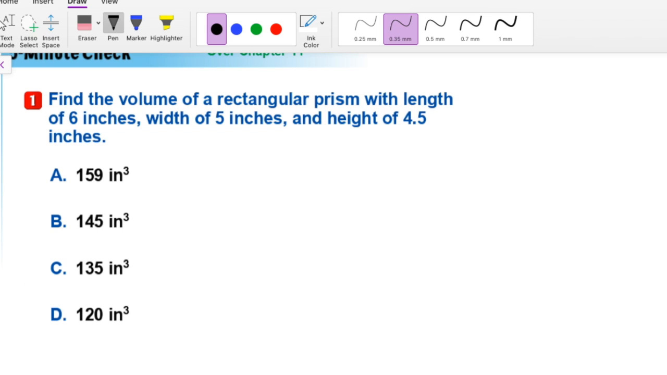Alright, so without any further ado, let's see what this question is asking us to do. It says, find the volume of a rectangular prism with length of 6 inches, width of 5 inches, and height of 4.5 inches. So luckily, all we need to do is know what the formula for volume of a rectangular prism is. And we know that it is length times width times height. So we just need to multiply the 3 values that were given to us. 6 times 5 times 4.5.